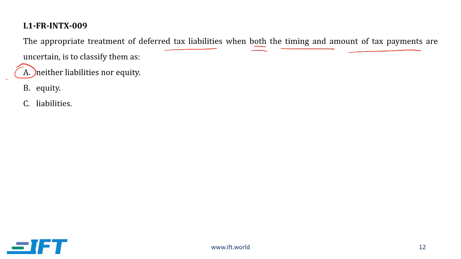Why is that the case? We don't know the timing. We don't know when to pay and how much to pay. Can we come up with a liability amount? No. Can we say it's our equity? Can we say that we don't owe anything? No. So we don't account for this when we have a deferred tax liability where both the timing and the amount of tax payment are uncertain. So we report it neither as liability nor equity.